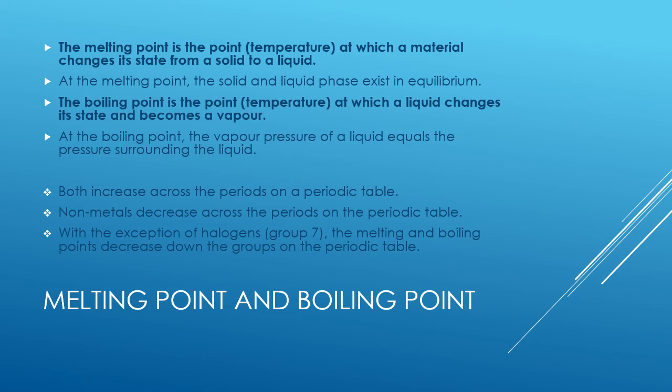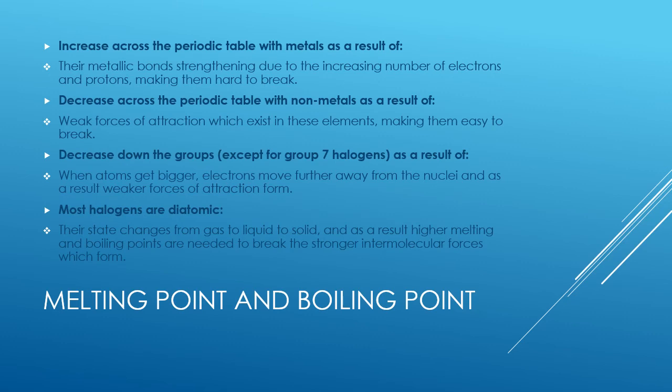The melting and boiling points increase across the periodic table with metals as a result of their metallic bonds strengthening due to the increasing number of electrons and protons, making them hard to break. The melting and boiling points decrease across the periodic table with nonmetals as a result of weak forces of attraction which exist in these elements, making them easy to break.